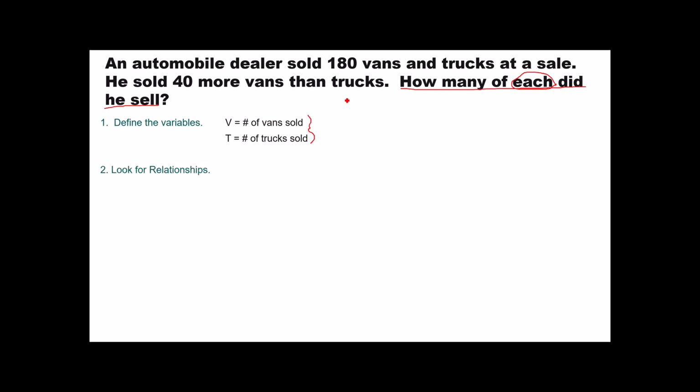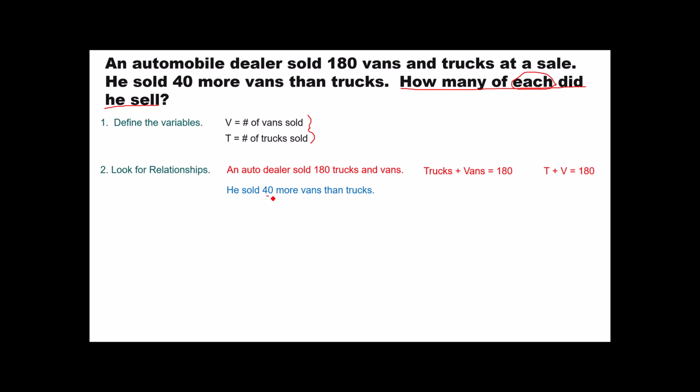We're looking for relationships. The problem tells us the dealer sold 180 trucks and vans. Here again, just like in the last problem, we're given a total of 180. Well, that's the number of trucks and vans combined, which gives us this equation. The second sentence tells us he sells 40 more vans than trucks. 40 more vans than trucks. This also can create an algebraic equation for us, but we have to be very careful here.